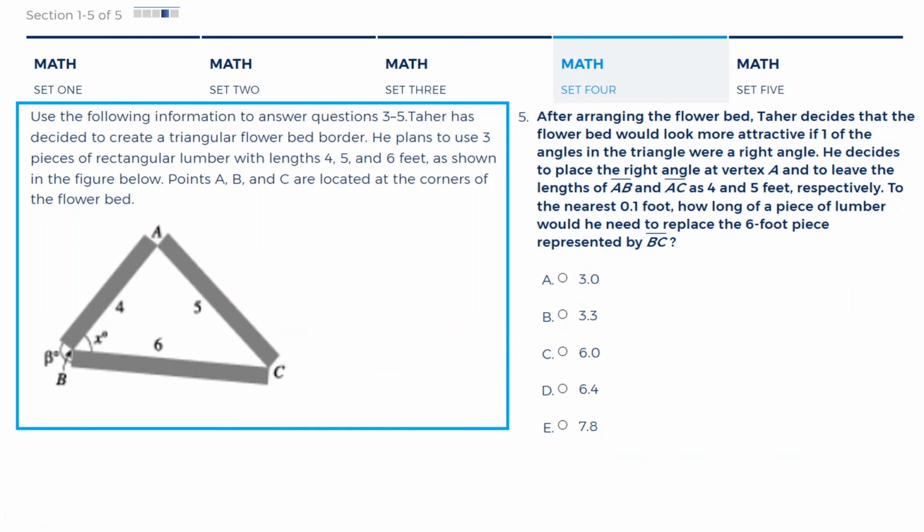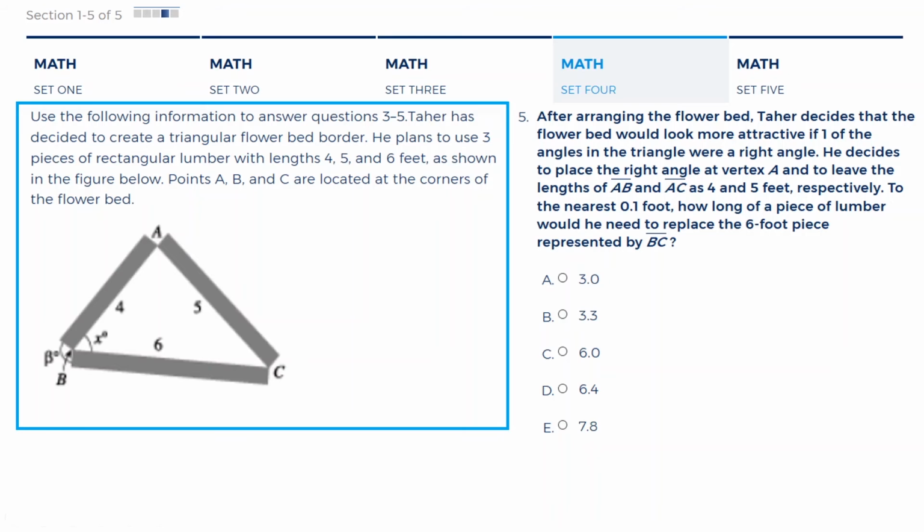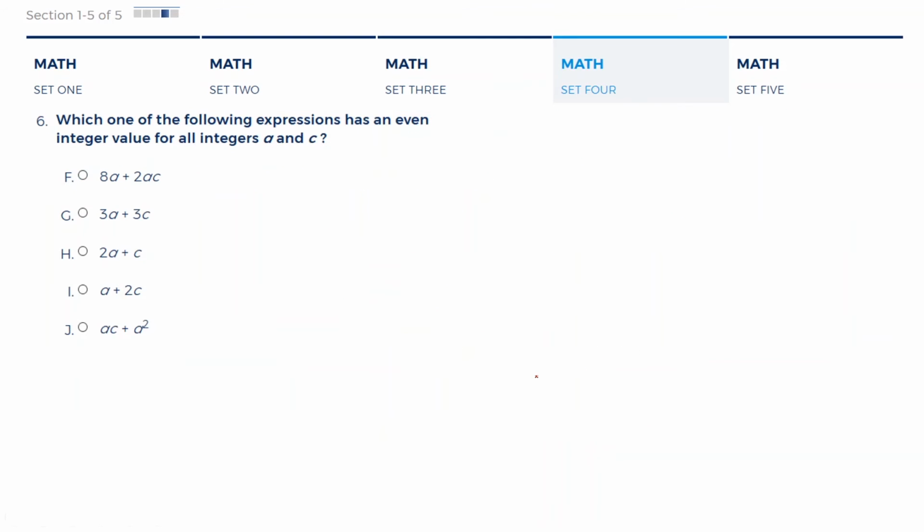Next. Oh, same one again. After arranging the flower bed, Tahe decides that the flower bed would look more attractive if one of the angles in the triangle were a right angle. He decides to place the right angle at vertex A. Vertex A right here, so this is 4, this is 5, this is a right angle. To the nearest, so this is supposed to be what? Pythagorean theorem. So it's 16 plus 25, square root of 41. All right, so the question is, which one is closest? Well, I know that 6 squared is 36, and this one is too much, so it's D. Got to be D. I don't have to use a calculator.